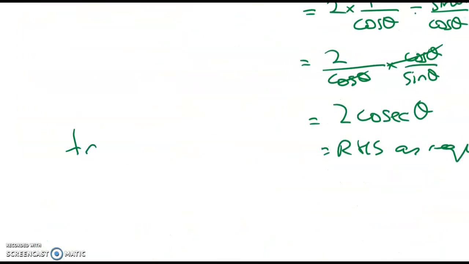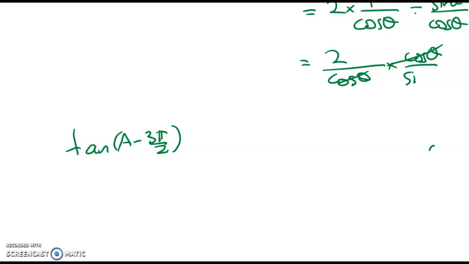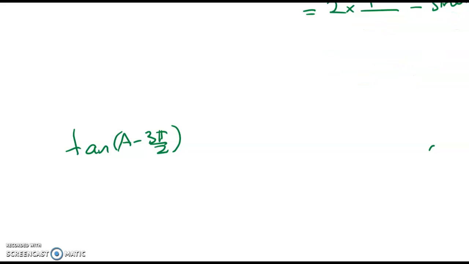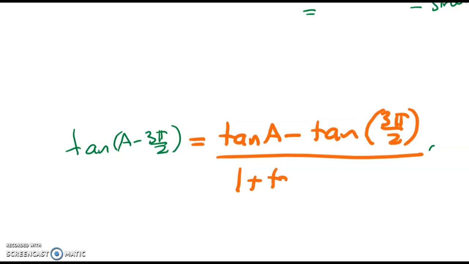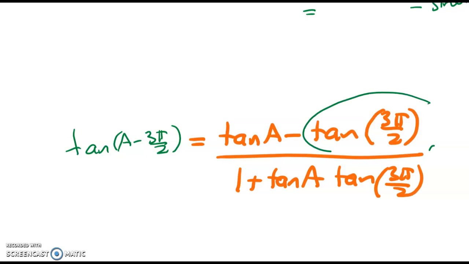So tan of A minus 3 pi on 2. Just doing our usual tan A minus B expansion, this is what I'm going to get: equals tan A minus tan of 3 pi on 2, divided by 1 plus tan A tan of 3 pi on 2. So you can see we've got trouble because that's not defined and that's not defined.